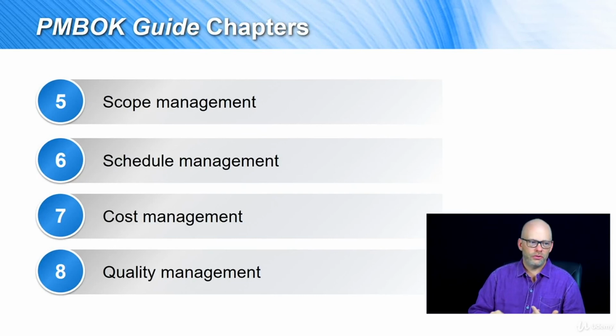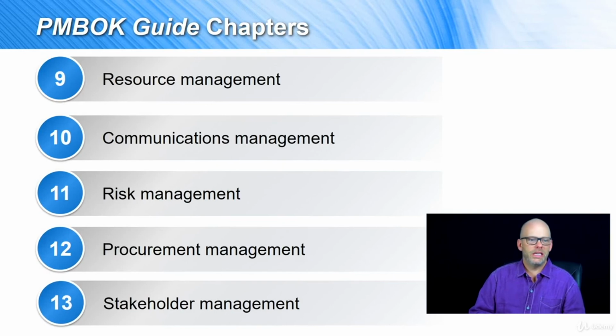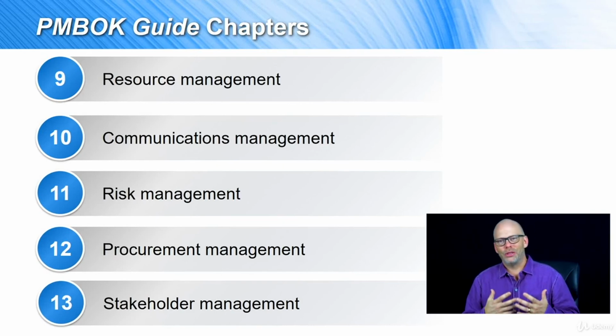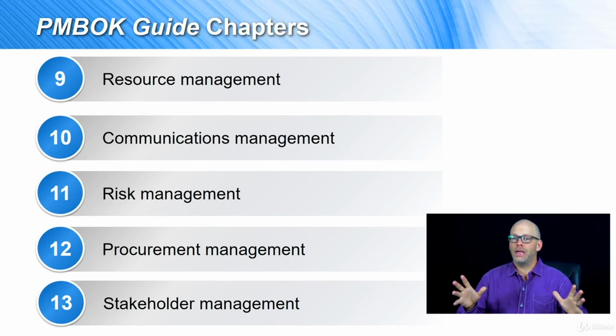Chapter 5 is on scope management, then schedule, cost, quality. Chapter 9 on resource management, 10 on communications, 11 on risk, 12 on procurement, and 13 on stakeholder management. So that's the PMBOK guide, just a quick tour of it. As we move deeper and deeper into the course, we'll be looking at each one of those chapters in detail. So this is setting us up.